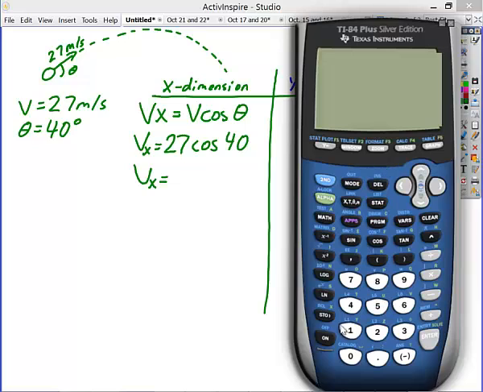So you already have the velocity given to you, but it's only given to you at an angle. You can't use this velocity at an angle. You need to split it up into its x and y components.